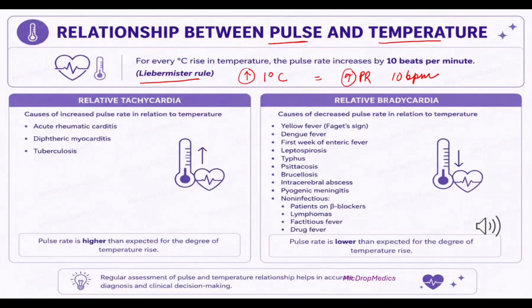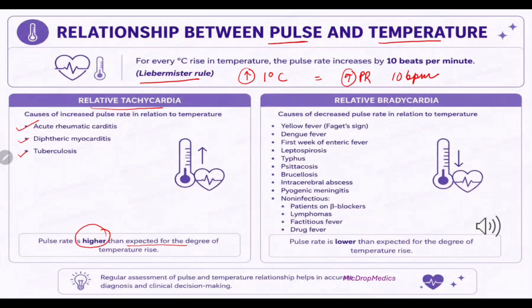But medicine gets interesting when this rule breaks. If a patient has a fever, but their pulse rate is significantly higher than expected for that degree of temperature rise, they have relative tachycardia. This points you directly towards conditions like acute rheumatic carditis, diphtheric myocarditis, or tuberculosis.